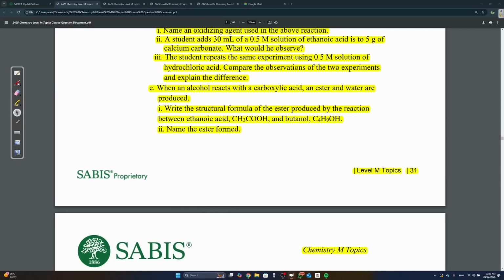Name the ester formed. How do you name an ester? I told you it's something-yl and then something-oate. The yl comes from the alcohol, so here it's going to be butyl, and then the oate comes from the acid, so ethanoate. So butyl ethanoate. Is that correct? Yes.